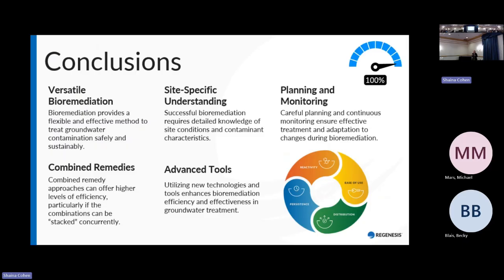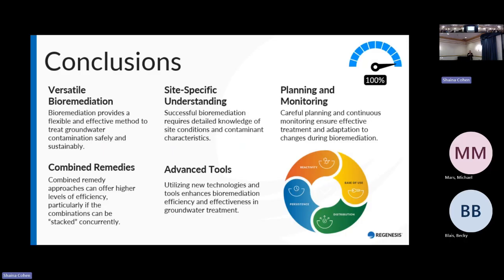So just to wrap it all up here, bioremediation can be an extremely versatile remediation strategy that is applicable to a super wide range of, particularly organic, contaminants. But it is, like any in situ approach, really contingent on having excellent site-specific understanding and a really good conceptual site model. Planning on the front end what that remedial scope is going to look like, as well as your overall monitoring program, is critical.